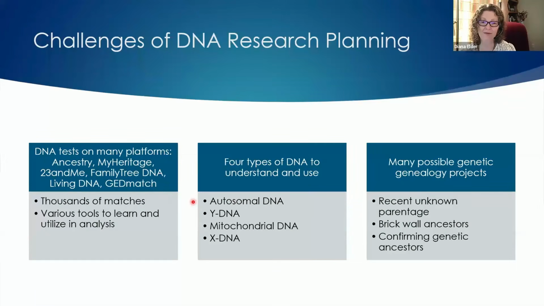But then we also have four different types of DNA that we need to understand the inheritance pattern and how we could use that. We have autosomal DNA, Y DNA, mitochondrial DNA, and the X DNA. So that adds another layer to all of this.